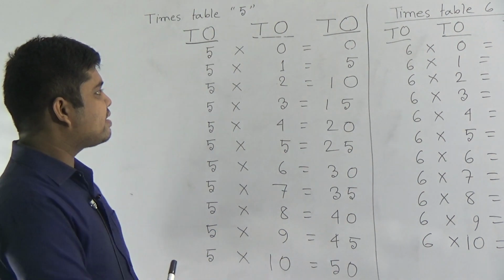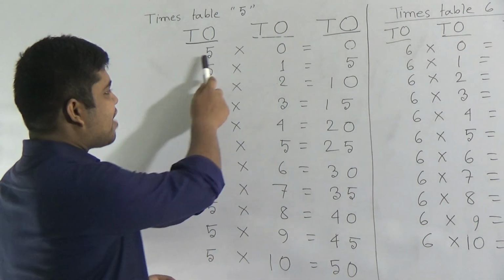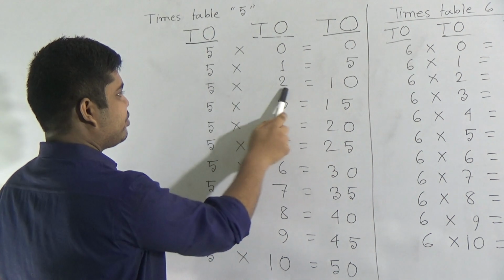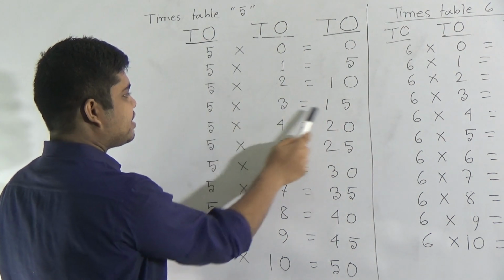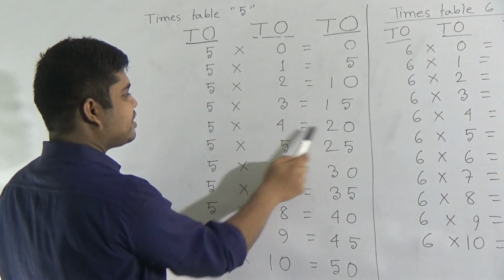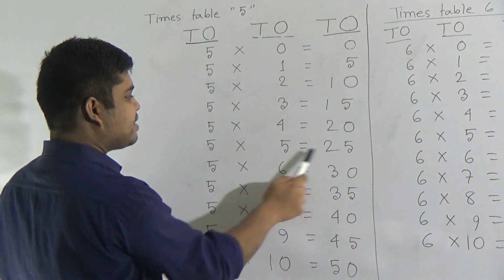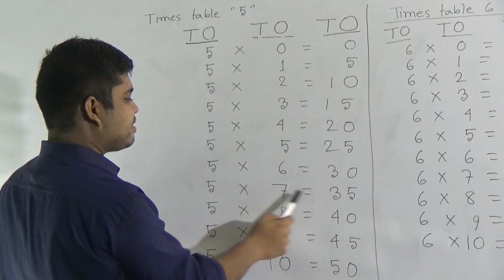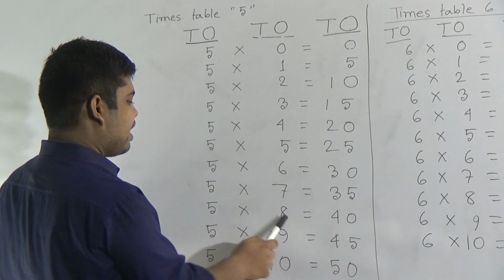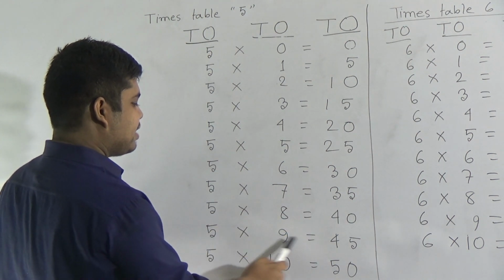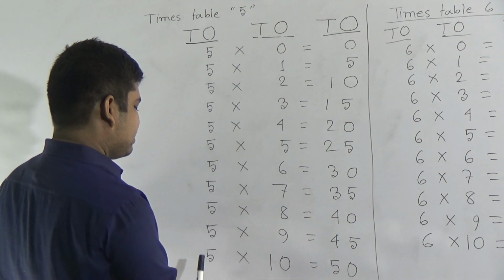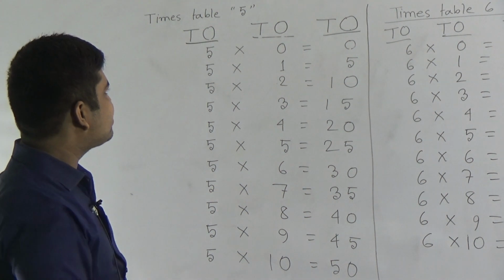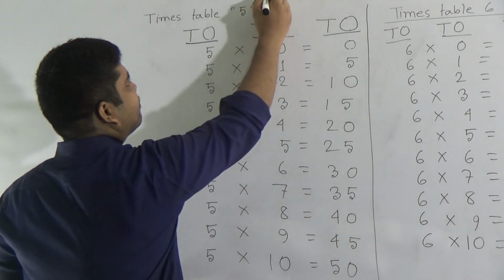Okay, my dear students, now read with me. 5 zeros are 0, 5 ones are 5, 5 twos are 10, 5 threes are 15, 5 fours are 20, 5 fives are 25, 5 sixes are 30, 5 sevens are 35, 5 eights are 40, 5 nines are 45 and 5 tens are 50. I hope you have understood this times table 5.